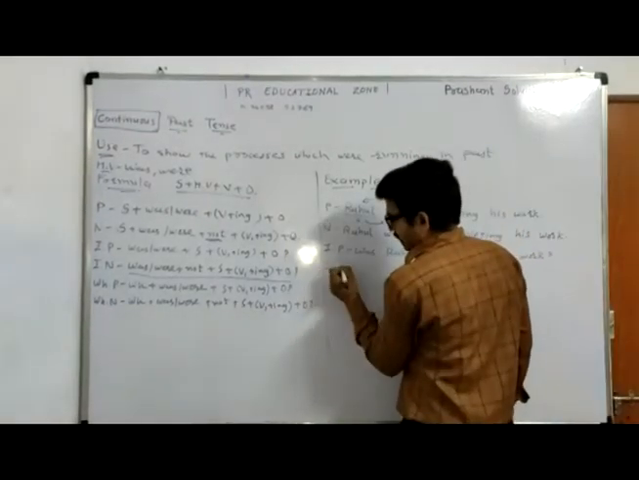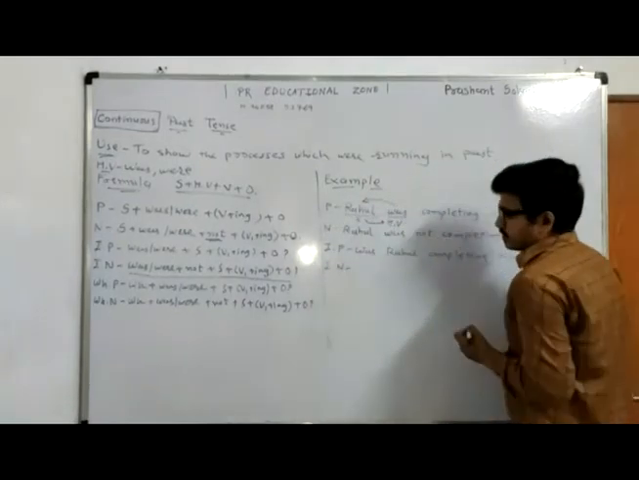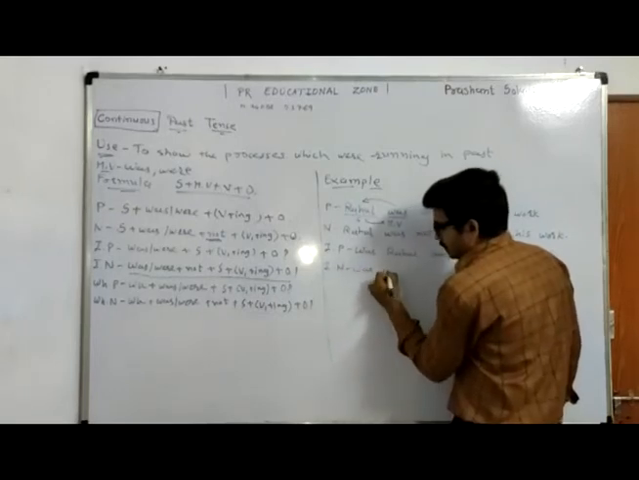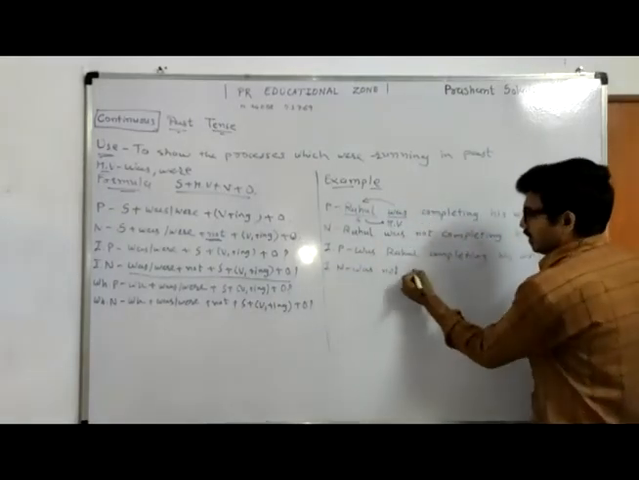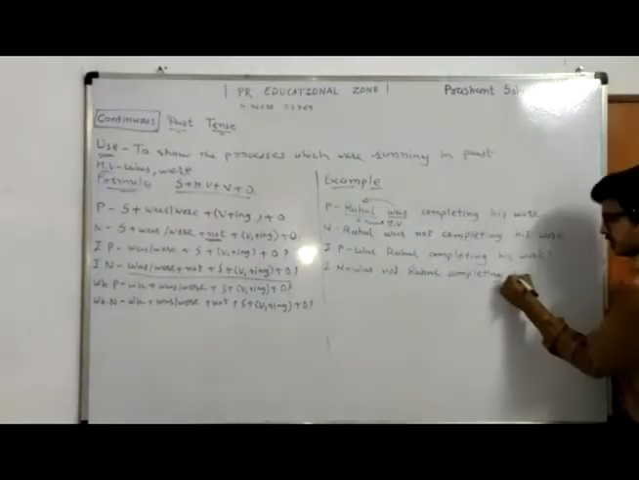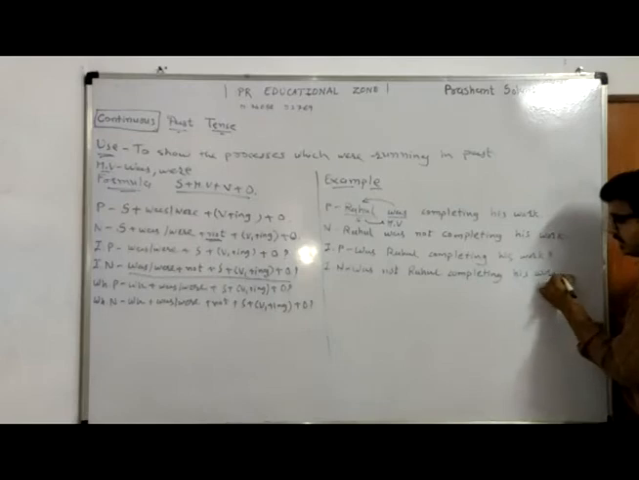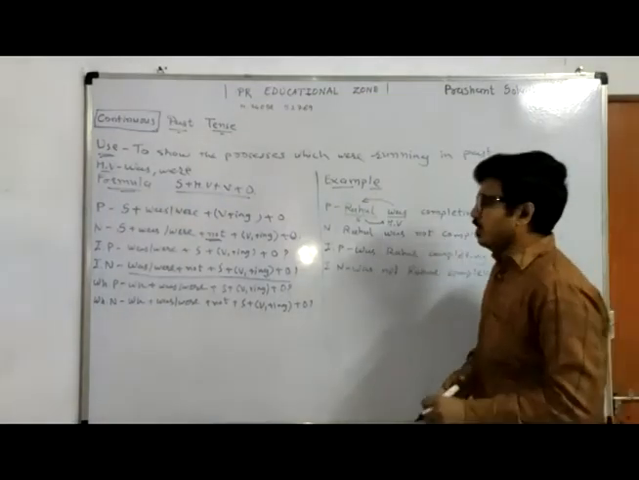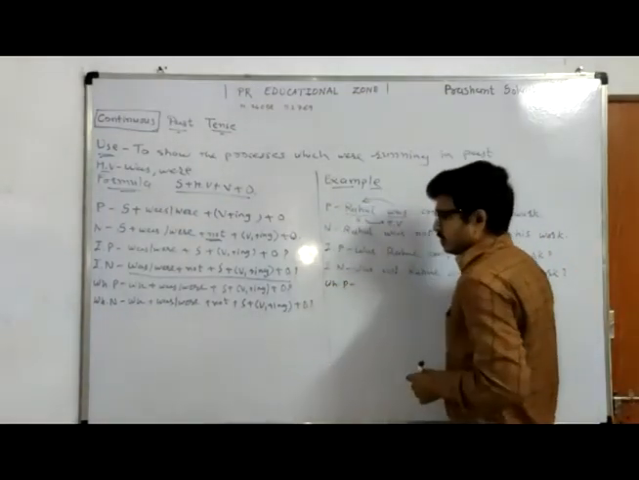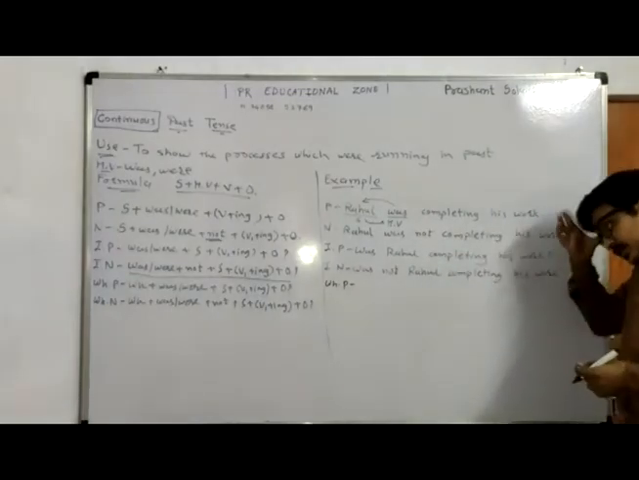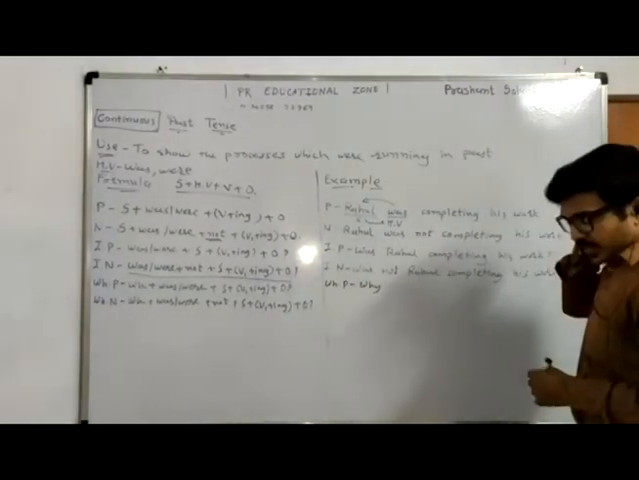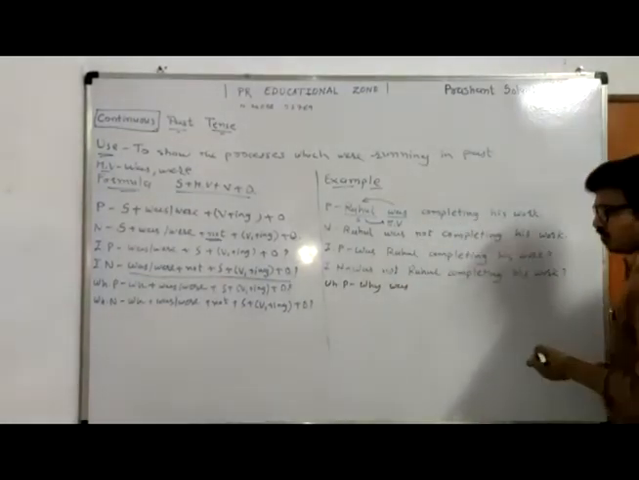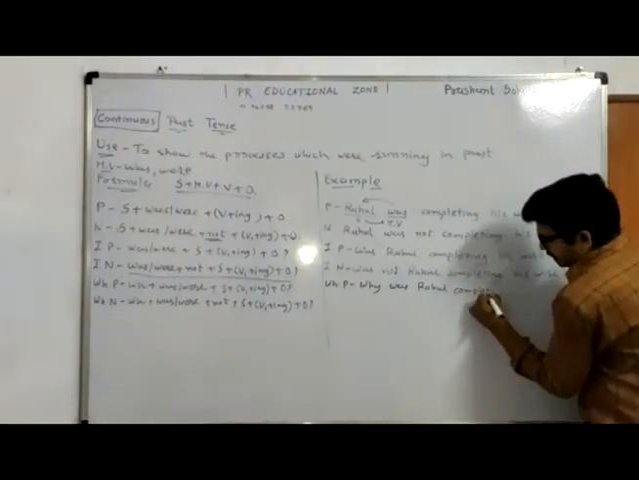And now the interrogative negative, it is as simple as the interrogative positive. We will just put a not after the helping verb. Was not Rahul completing his work? And the question mark is necessary. And now we are going for the WH positive. Here I am taking the WH word why, and then we are taking was, because Rahul is singular. Why was Rahul completing his work?